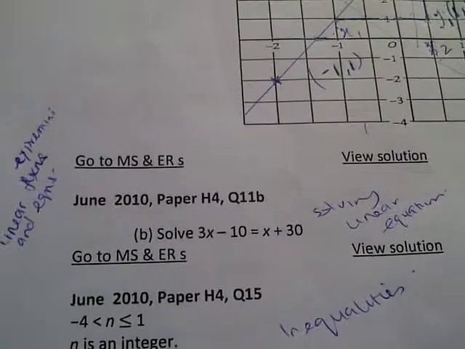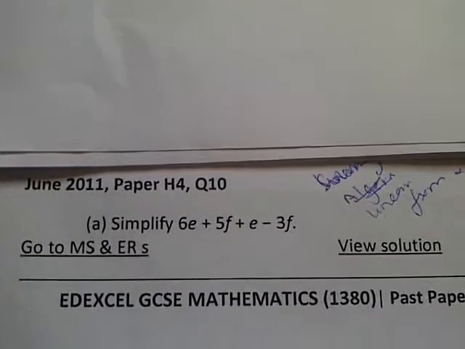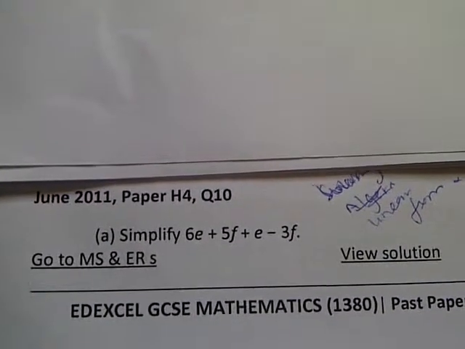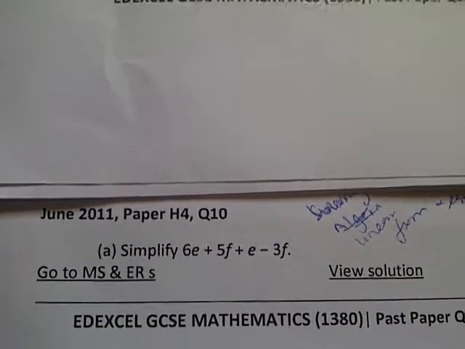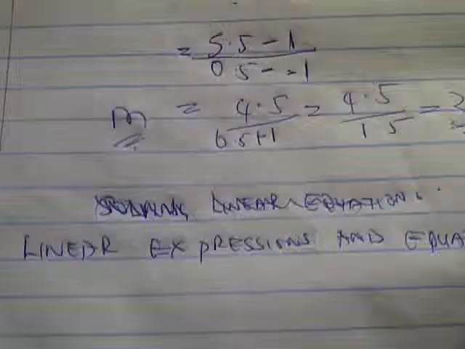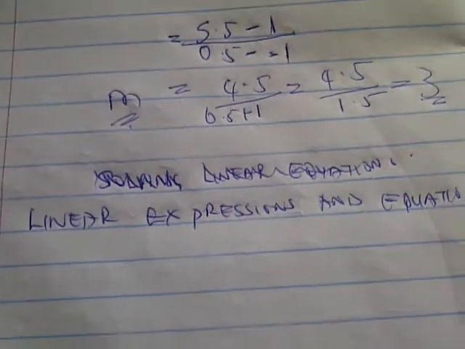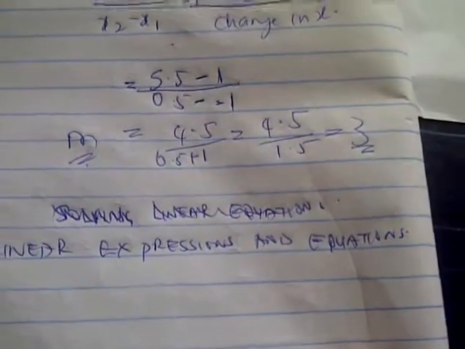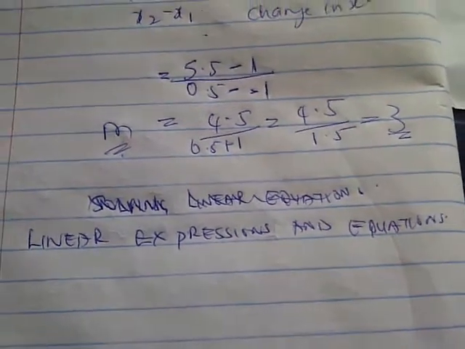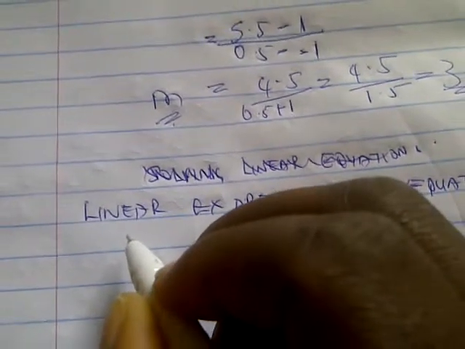Now this question says solve 3x minus 10 equal to x plus 30. And this other one says simplify 6e plus 5f plus e minus 3f. Now this will bring us to a topic I titled linear expressions and equations: how to either solve them, simplify them and all that. Let's start with linear expressions.